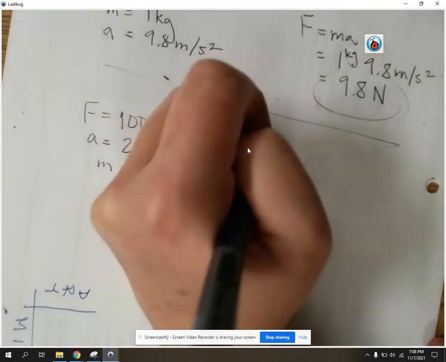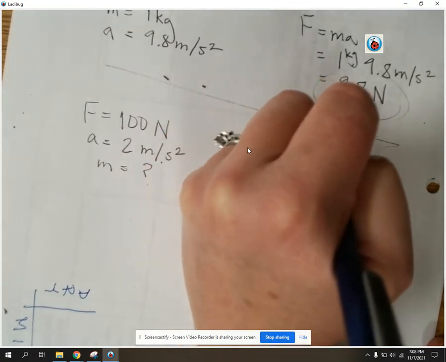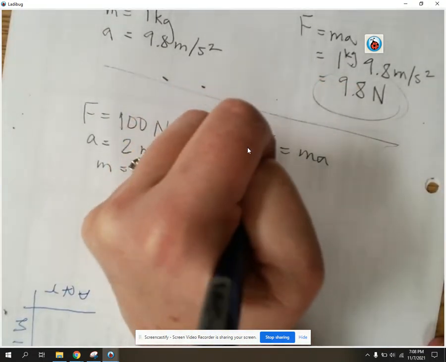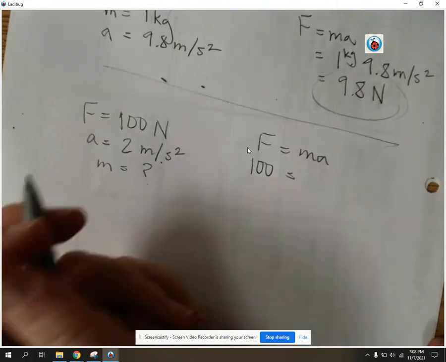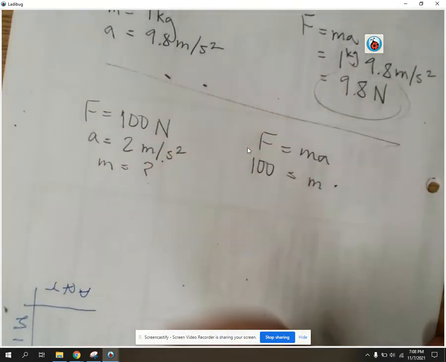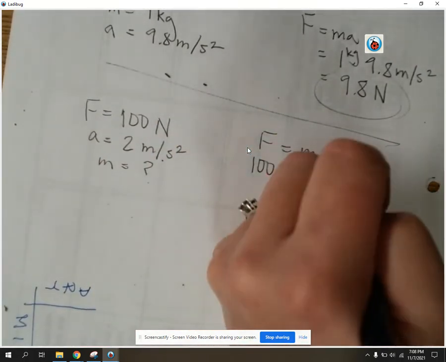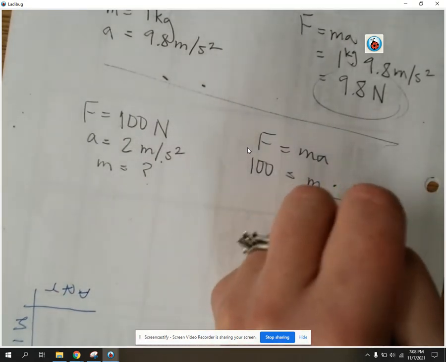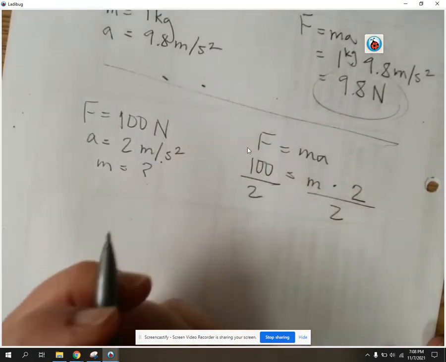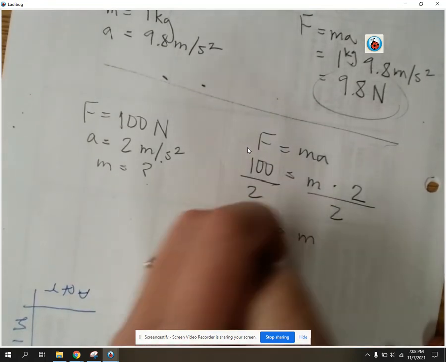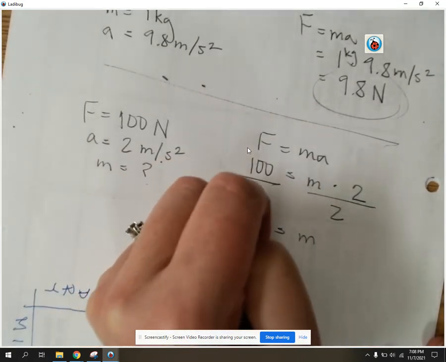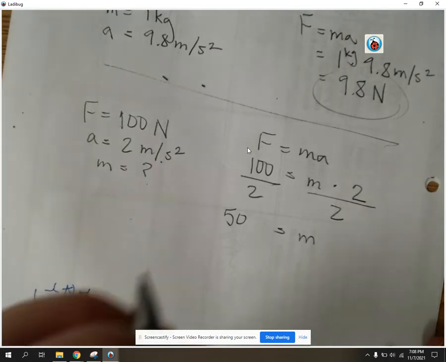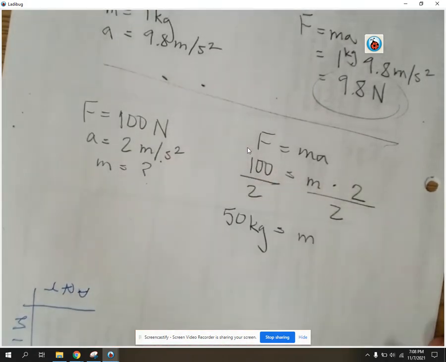Okay, so if we plug this into F equals ma, we know the force is 100, and we know that mass is what we're looking for, times 2. So to get mass by itself, obviously we're going to divide both sides by 2. And we're going to get the mass is 50. And what's the unit for mass? Kilograms.